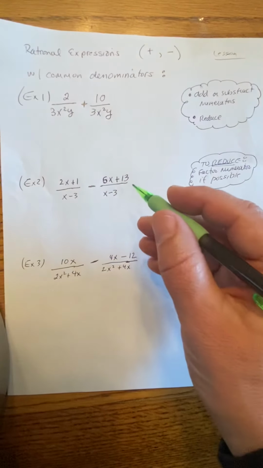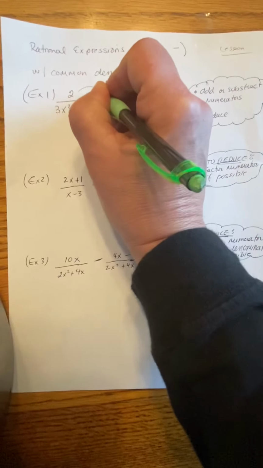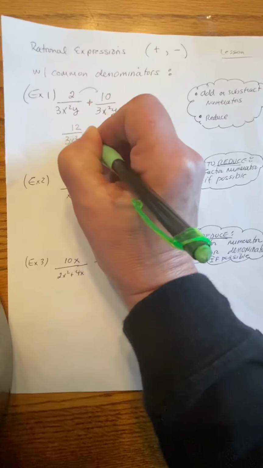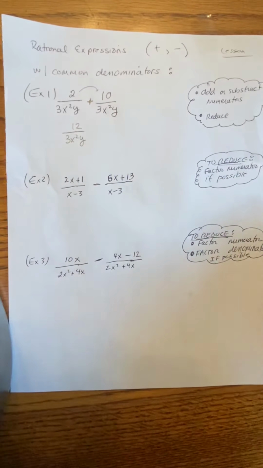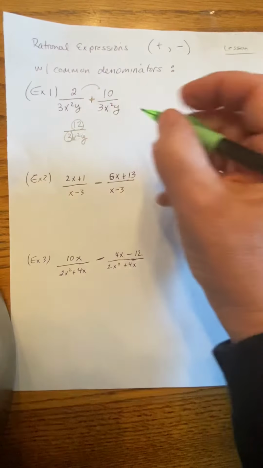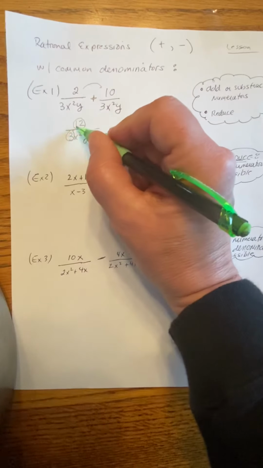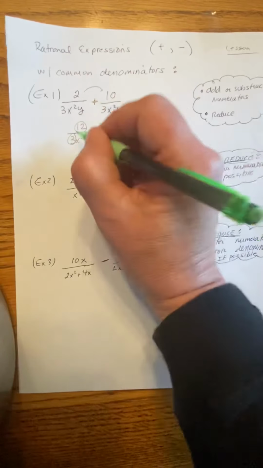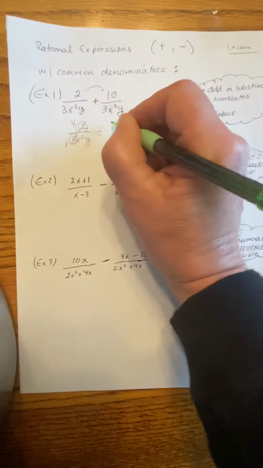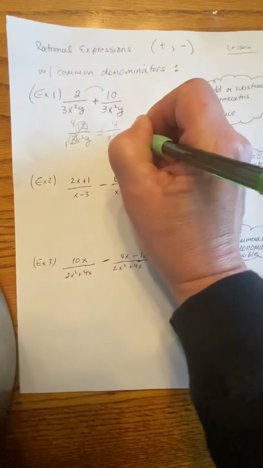So let's look at the first example, which is addition or subtraction of monomials. If we add our numerators together, we get 12 over 3x squared y, since the denominators are the same. If possible, we will try and reduce the fraction. Here, 3 and 12 have a common factor of 3, so we'll reduce it by 3, and we're left with 4 in the numerator and x squared y in the denominator.